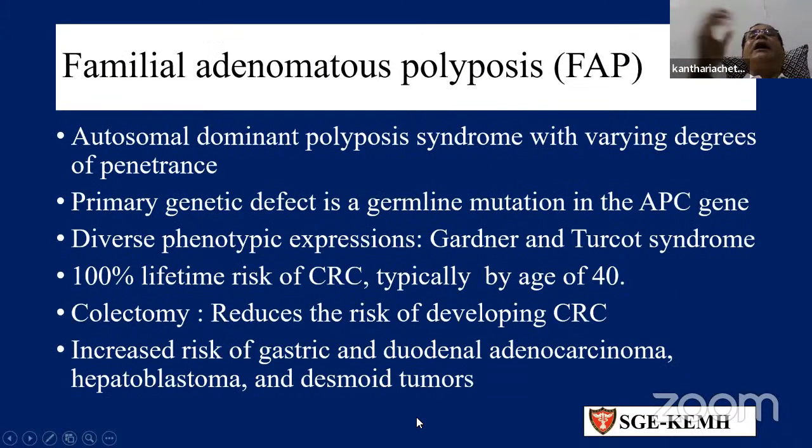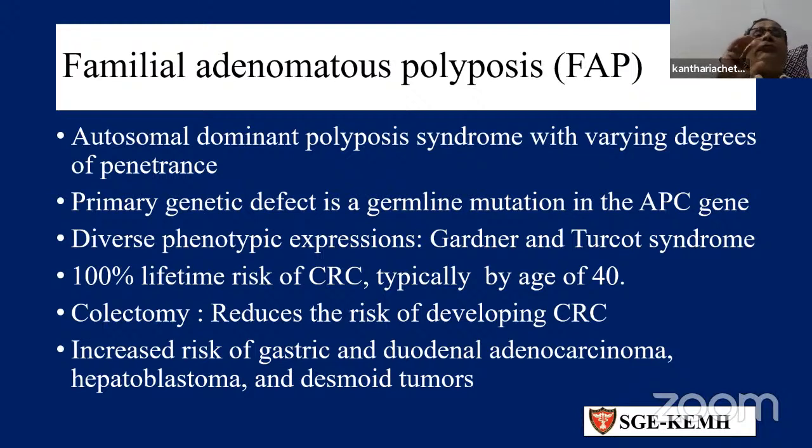Now I come to the second half of the lecture, which is malignancy associated with familial adenomatous polyposis. We all know that FAP is an autosomal dominant polyposis syndrome with varying degrees of penetrance. The primary genetic defect is a germline mutation in the adenomatous polyposis coli gene. It has diverse phenotypic expressions like Gardner and Turcot syndrome, and the patient has a 100% lifetime risk of developing colorectal carcinoma, especially by the age of 30 to 40 years.